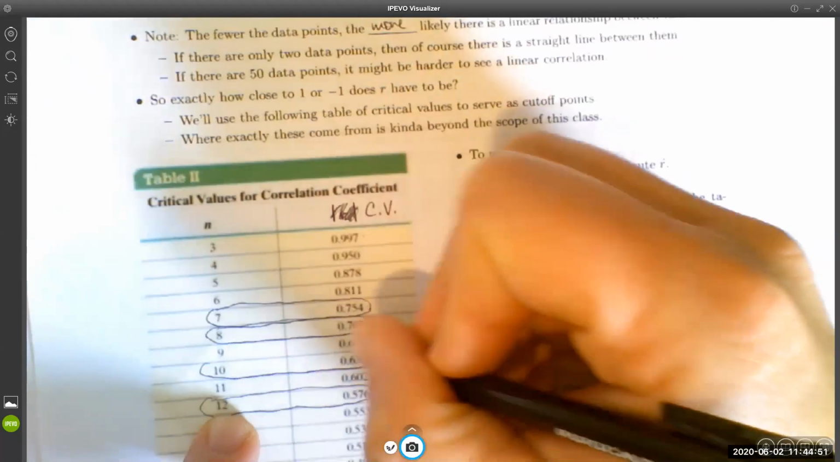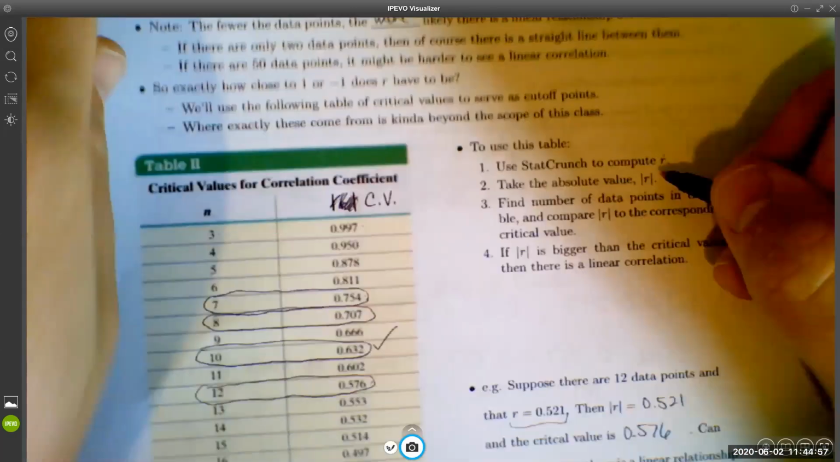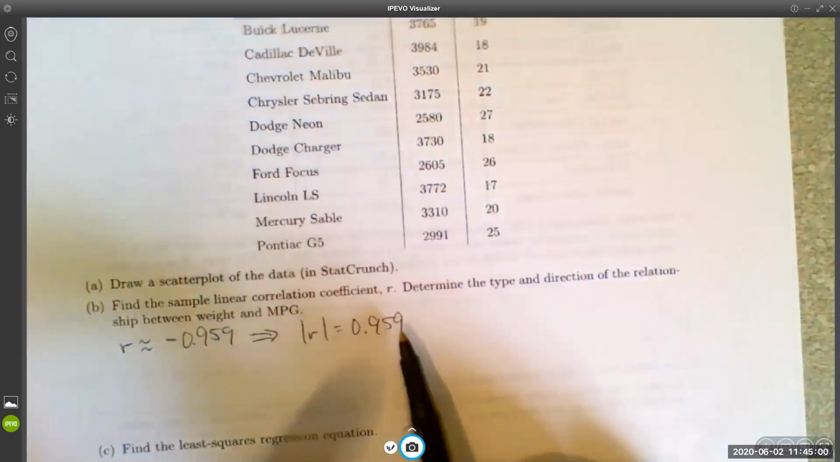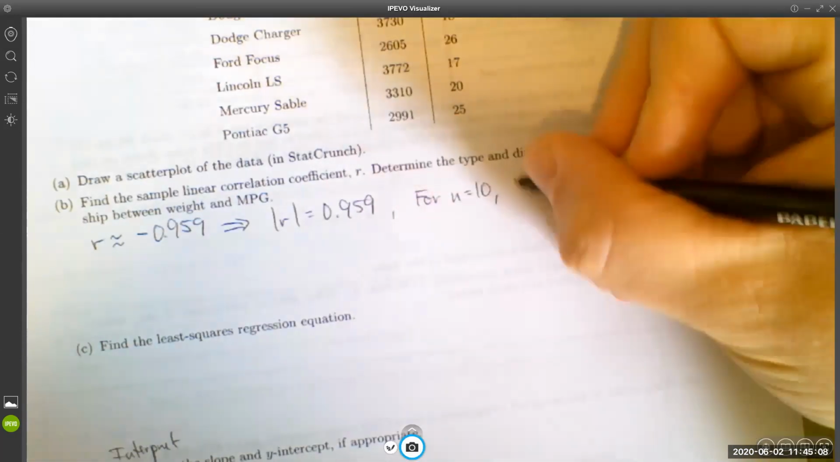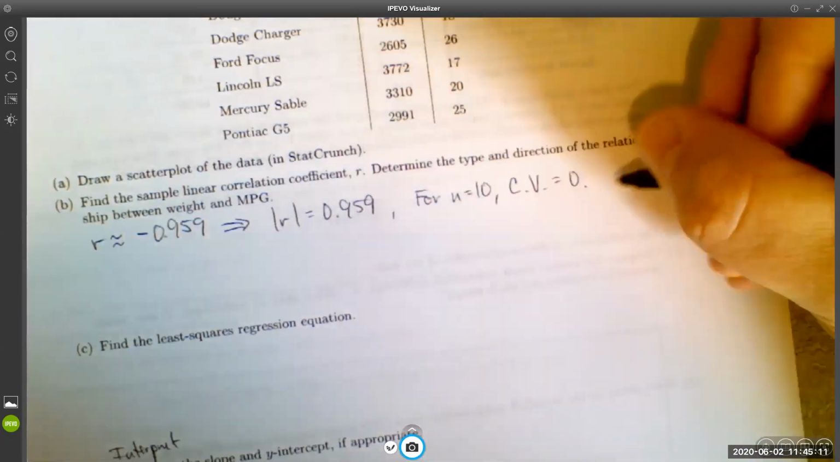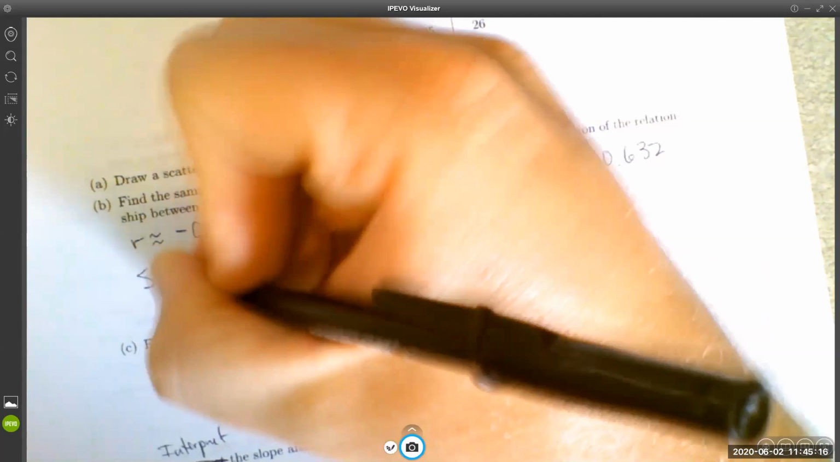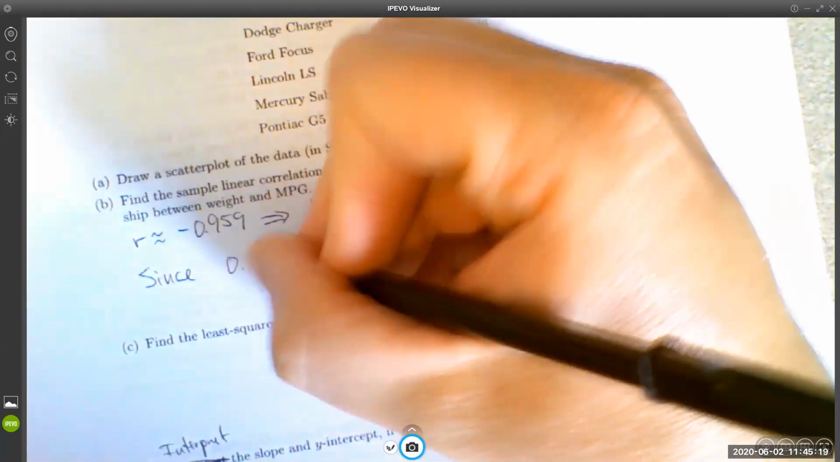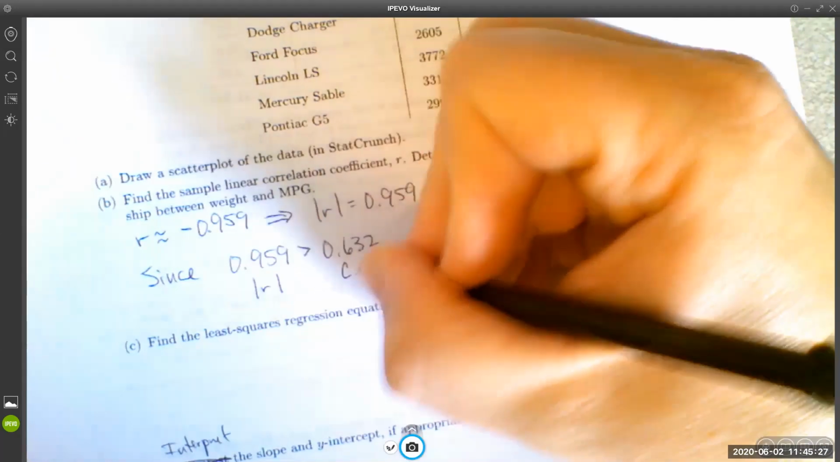Right, so for a sample size of 10, the critical value is 0.632. So that's the number that I have to beat, is 0.632. And I've done it, right? That is definitely bigger than the critical value. So I'm going to say for n equals 10, the critical value is 0.632. Since 0.959 is greater than 0.632, this is the absolute value of R, and this is the critical value, right?